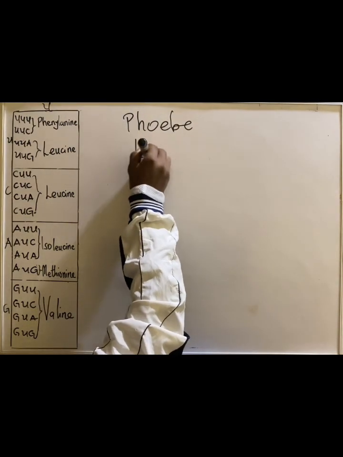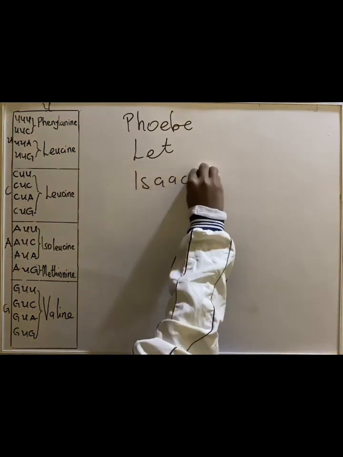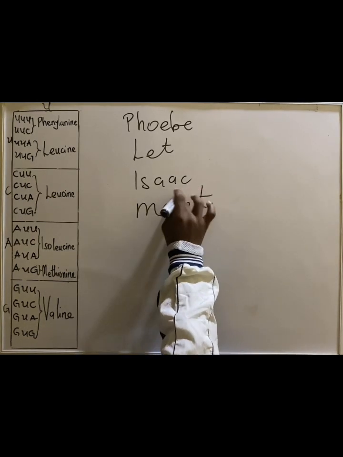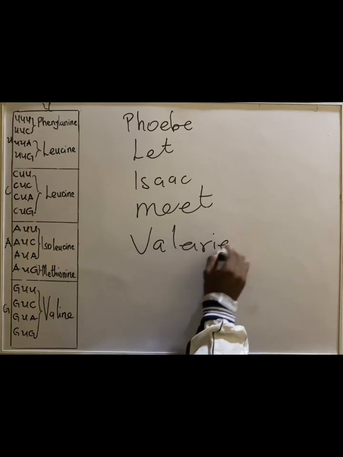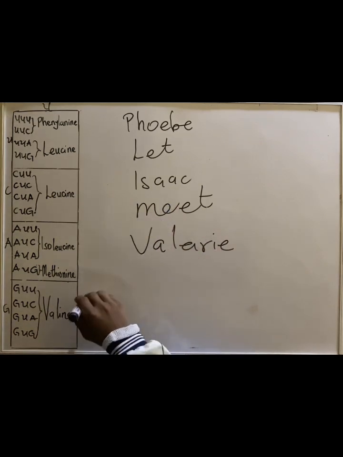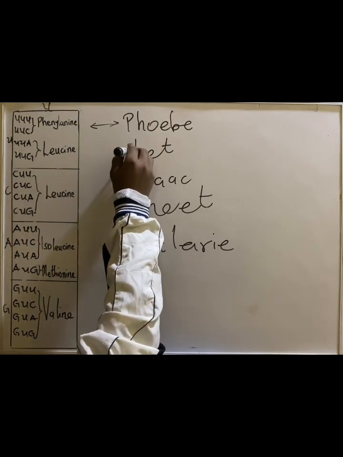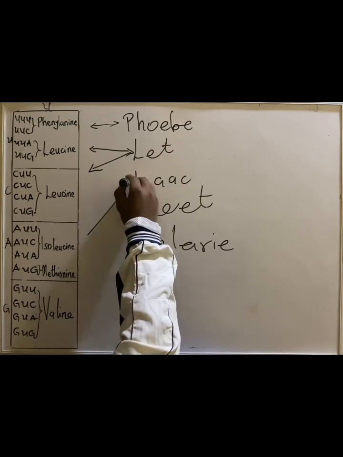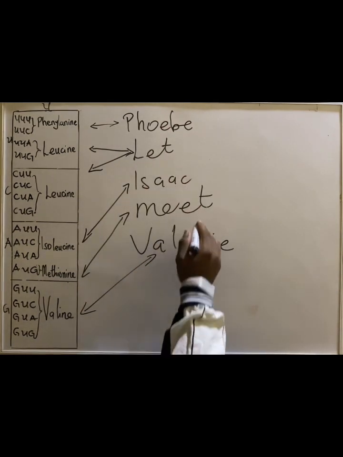In the first column, we have phenylalanine, leucine, isoleucine, and methionine. So the trick for it is Phoebe, let Isaac meet Valerie. So Phoebe is for phenylalanine, let is for leucine, Isaac is for isoleucine, meet is for methionine, Valerie is for valine. Phoebe, let Isaac meet Valerie.